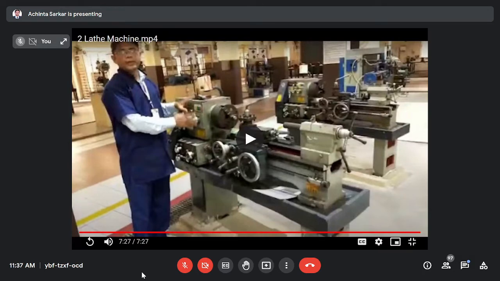And then sir initially told how to change the RPM by manipulating certain things in a gearbox. Okay, so this is the thing.